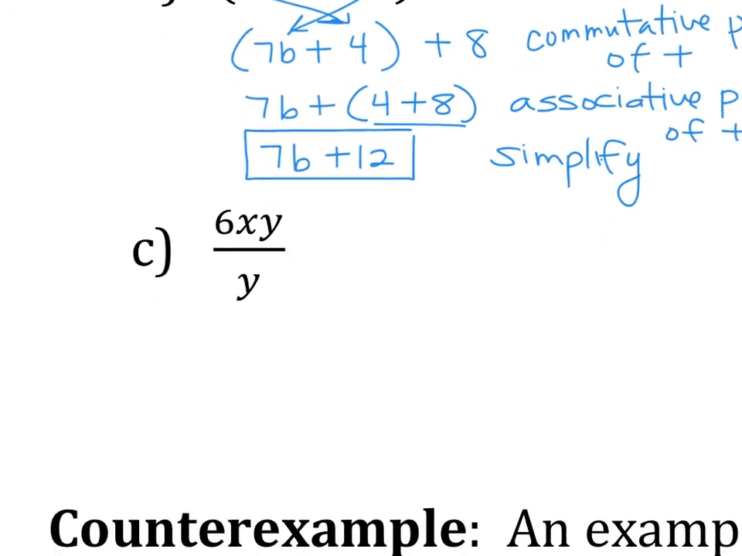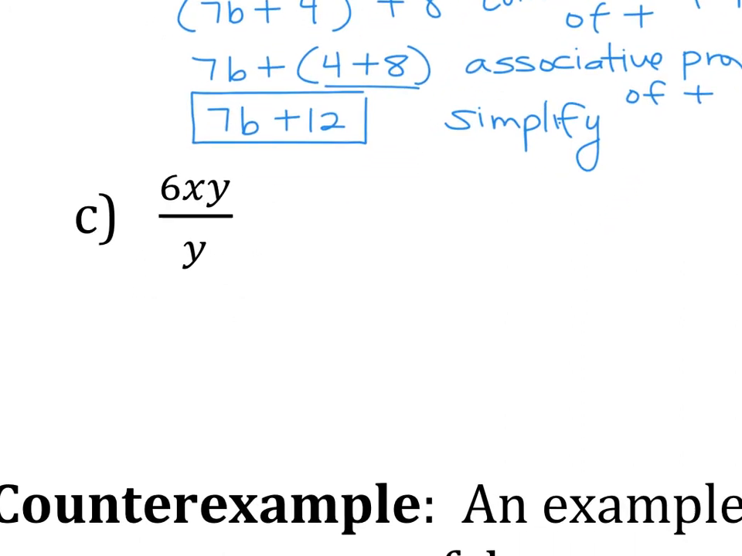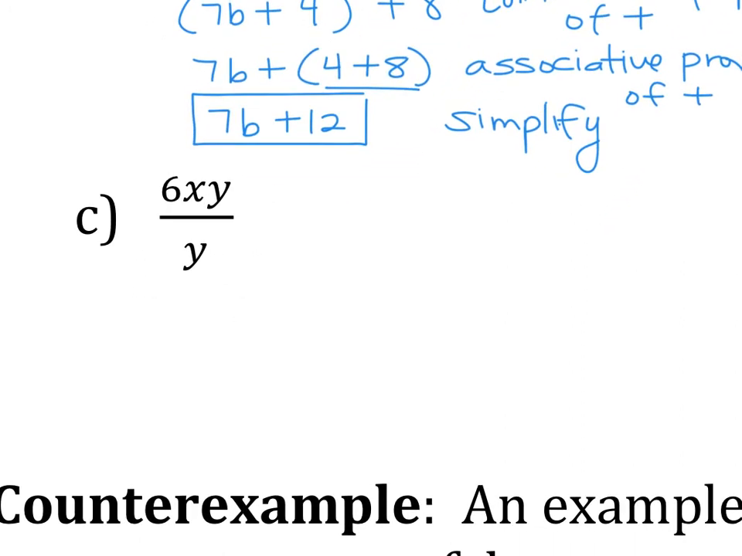C, last one of these. This one's a little tricky in terms of how we break this down. But does anyone see something you can do here? Maybe you don't know this rule. The two y's, okay? We can simplify the two y's. So we can think of it like 6x over 1 and y over y, okay?